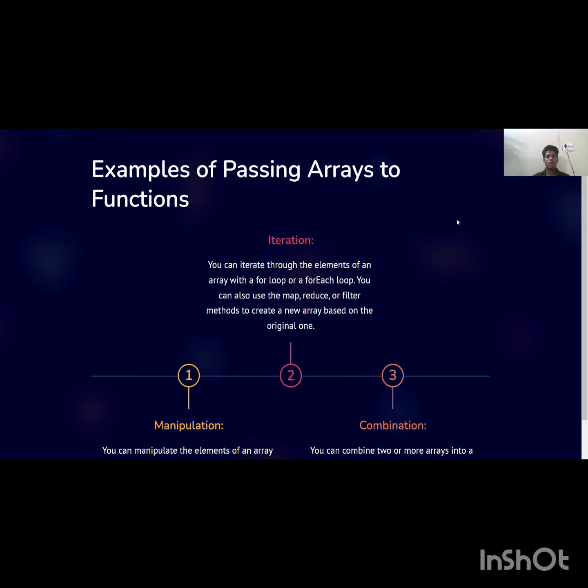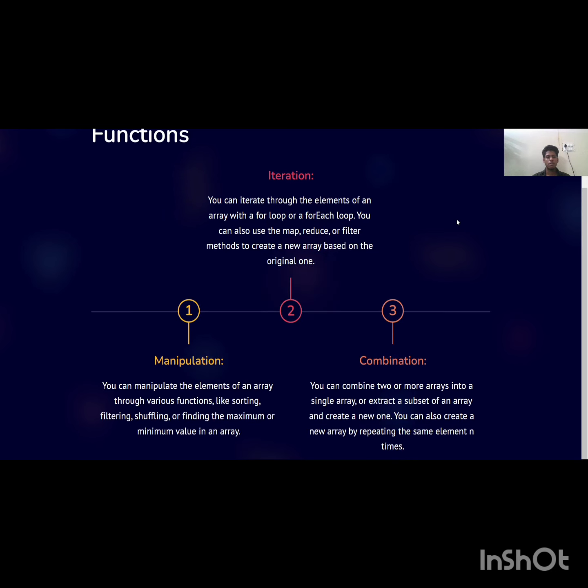Then there are some examples of passing array to function. First is manipulation. You can manipulate the elements of an array through various functions like sorting, filtering, shuffling, or finding the maximum or minimum value in an array. Then the second one is iteration. You can iterate through the elements of an array with a for loop or a for each loop. You can also use the map, reduce, or filter method to create a new array based on the original one. And the third one is combination. You can combine two or more arrays into a single array or extract a subset of an array and create a new one. You can also create a new array by repeating the same element n times.